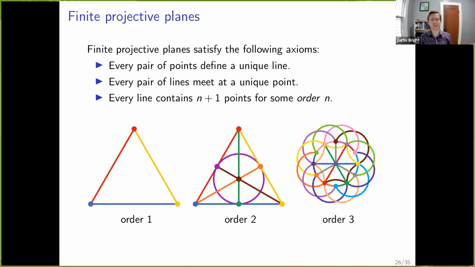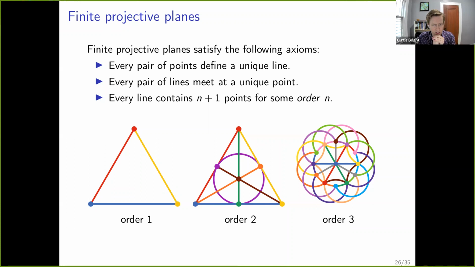These are known as finite projective planes. They have a very simple set of axioms defining them. So you have points and lines. Every pair of points defines a unique line. Every pair of lines meets at a unique point, right? So they meet exactly once. And there's the same number of points on any line, right? This will be related to what's known as the order.